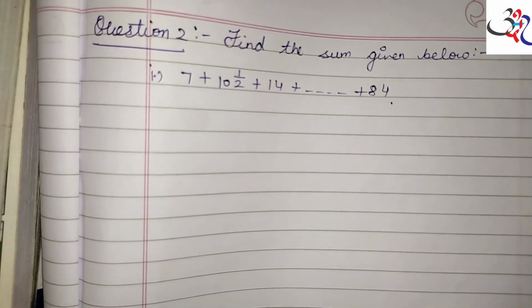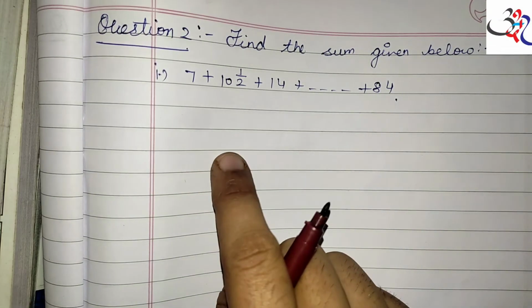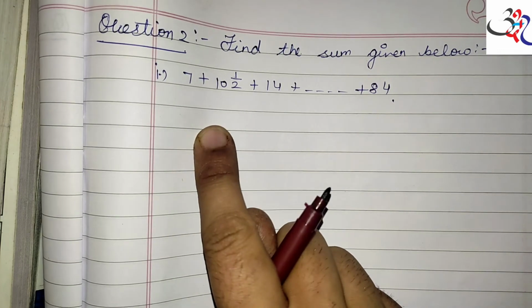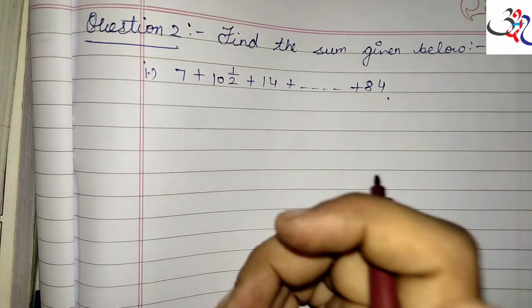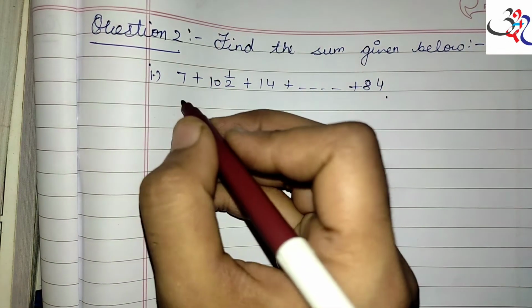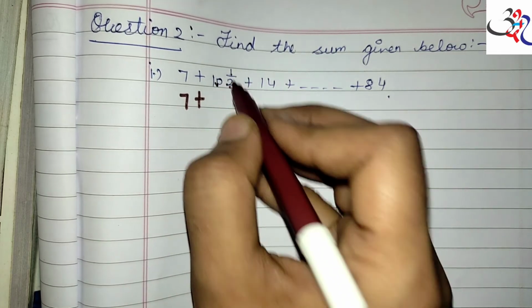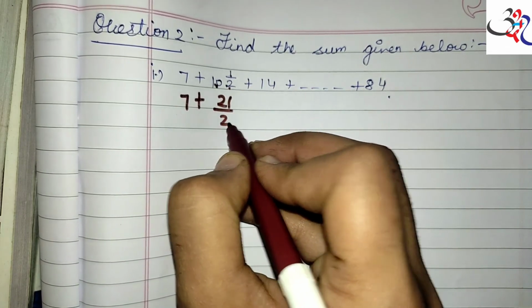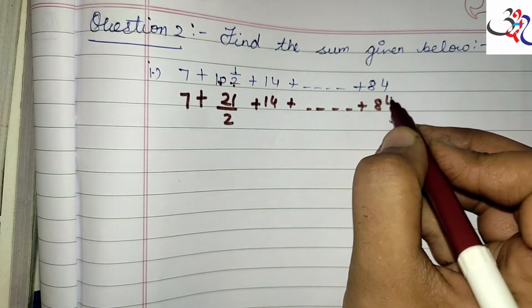Okay, moving to question number 2, which says find the sum given below. So similarly for this question also 4 parts are given, so we are going to solve only the first part, and you can solve the remaining parts by yourself. So this will be what? 10 twos are 20 plus 1, it will be 21 by 2 plus 14 and plus up to 84, right?